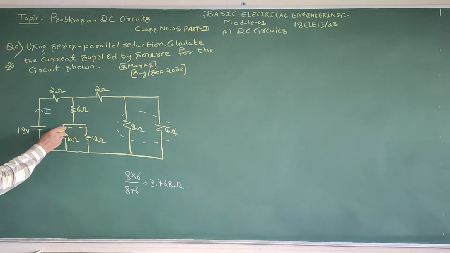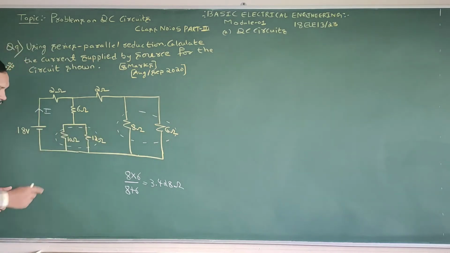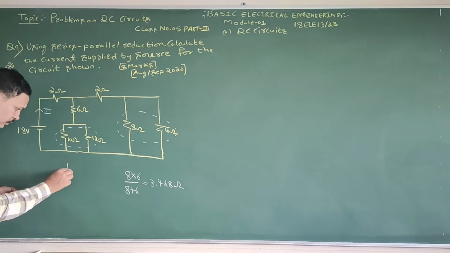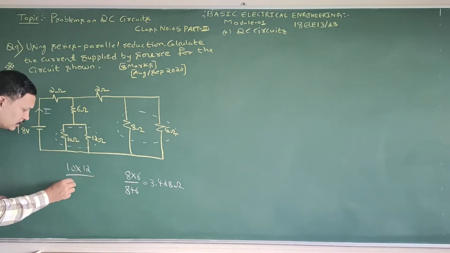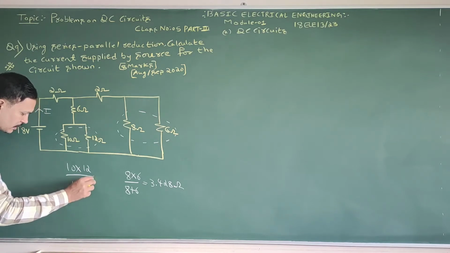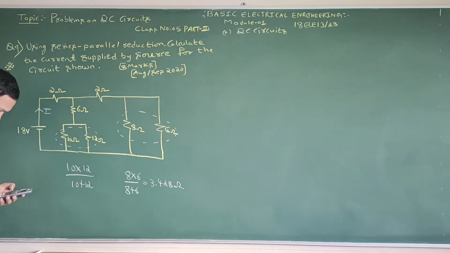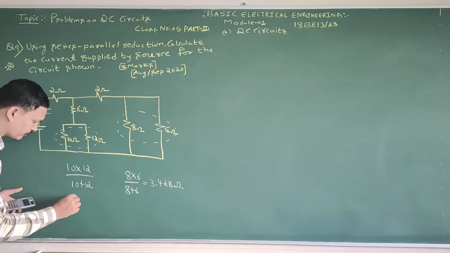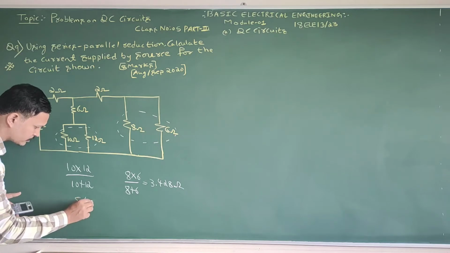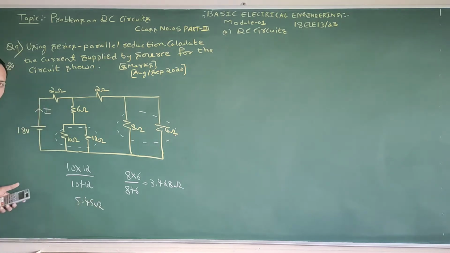Now these two resistors are also in parallel, 10 ohm and 12 ohms. When two resistors are connected in parallel, in the numerator multiply the resistances, in the denominator add the resistance values. So we get 10 into 12 divided by 10 plus 12. It comes around 5.45 ohms.